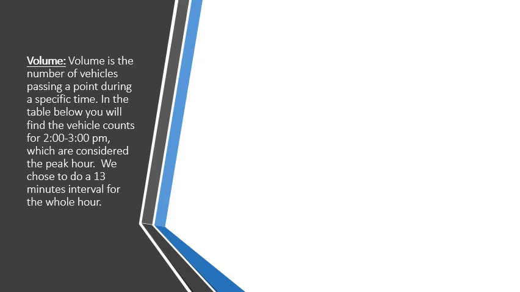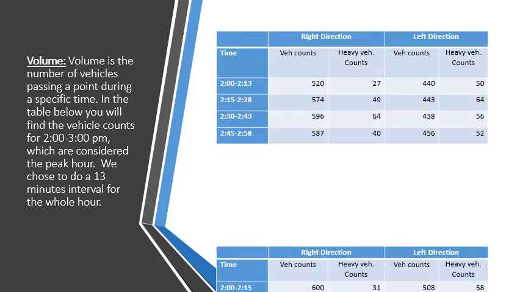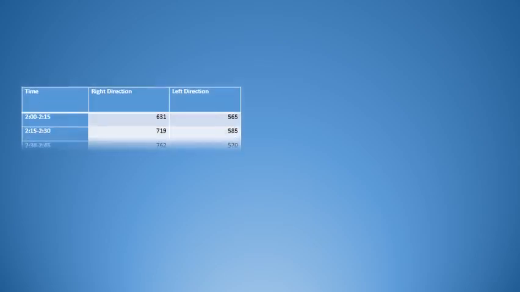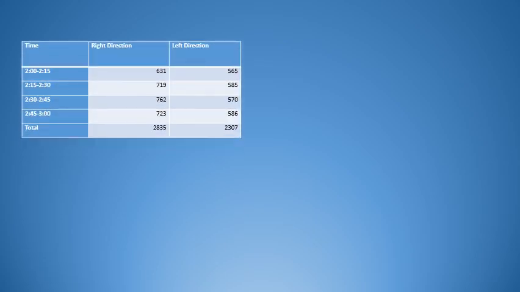Volume is the number of vehicles passing a point during a specific time. In the table below, you will find the counts from 2 to 3, which is the peak hour. We chose to do a 15-minute interval for a whole hour. As you can see, here we found the total number of vehicles.